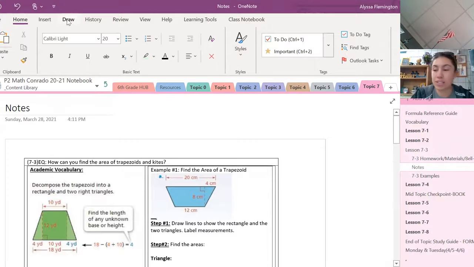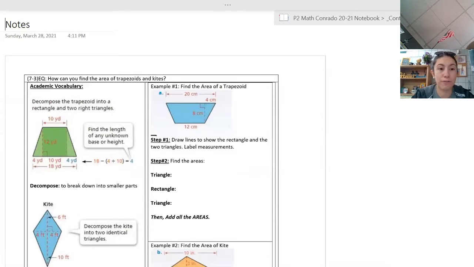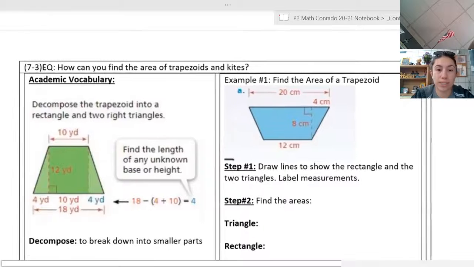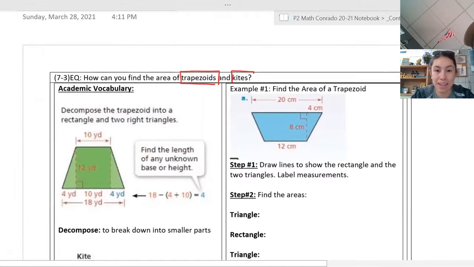All right, guys, let's get into our 7-3 notes for today. Our central question is, how can you find the area of trapezoids and kites? So under our academic vocabulary, we're going to be working with how to decompose these two shapes of a trapezoid and a kite. Let's remember that when we decompose, we are pulling things apart into a smaller part.